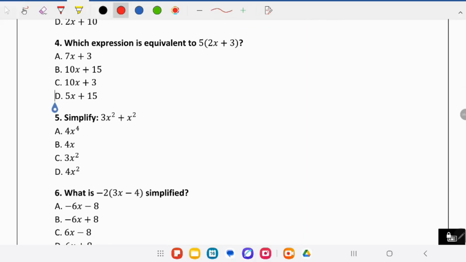In the next question, I will distribute this 5 here. Okay, 5 times 2 is 10x plus 5 times 3 is 15. 10x plus 15. I can see this option here. I have 10x plus 15, so I'm going to choose option B.